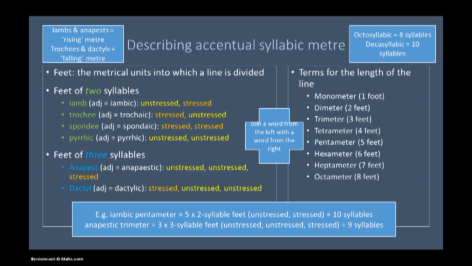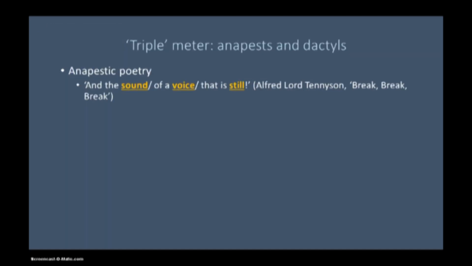Another way of describing the length of the line is simply to count the number of syllables, and this is most often done with lines of 8 or 10 syllables. So an octosyllabic line describes lines of 8 syllables, decasyllabic lines of 10 syllables.